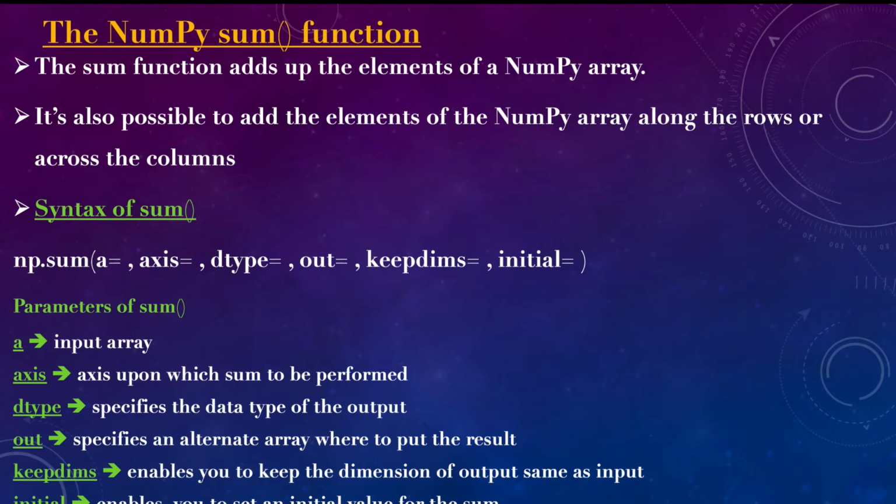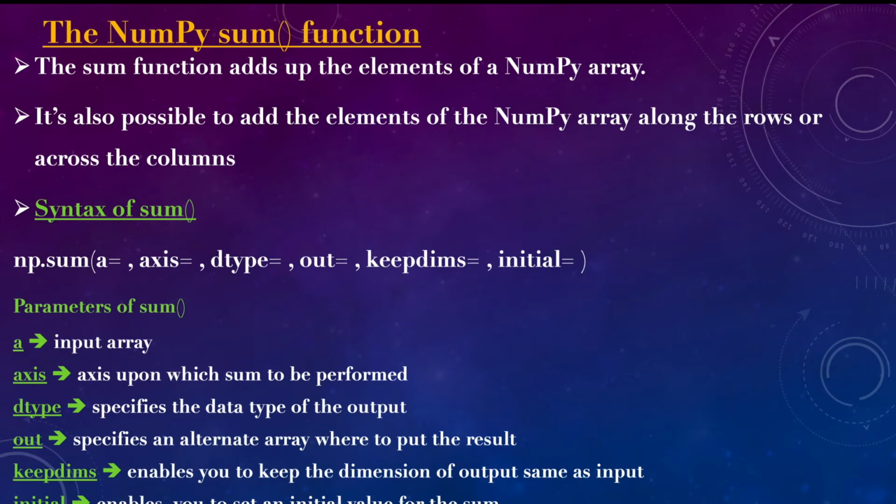So np.sum has different parameters. The first parameter, a, specifies the input array. The axis parameter specifies the axis upon which the sum is to be performed. The dtype parameter specifies the data type of the output. The out parameter specifies an alternate array where to put the result. The keepdims parameter enables you to keep the dimension of the output the same as the input, and the initial parameter enables you to set an initial value for the sum. Among these parameters, the a parameter is the required one, whereas the other parameters are optional.